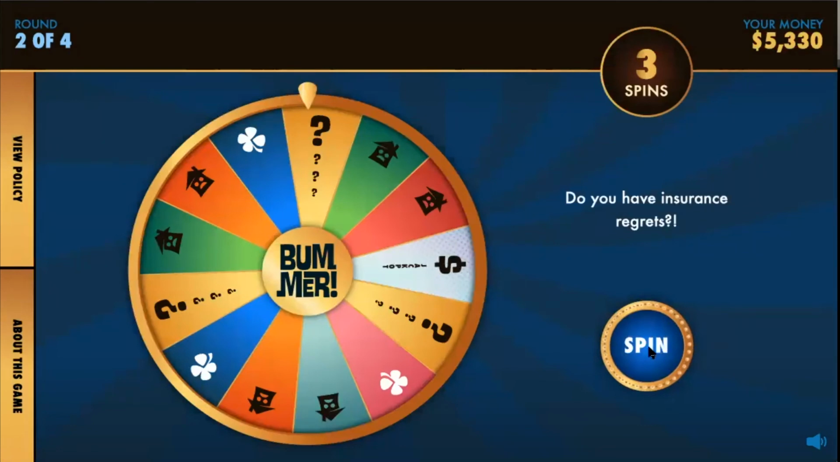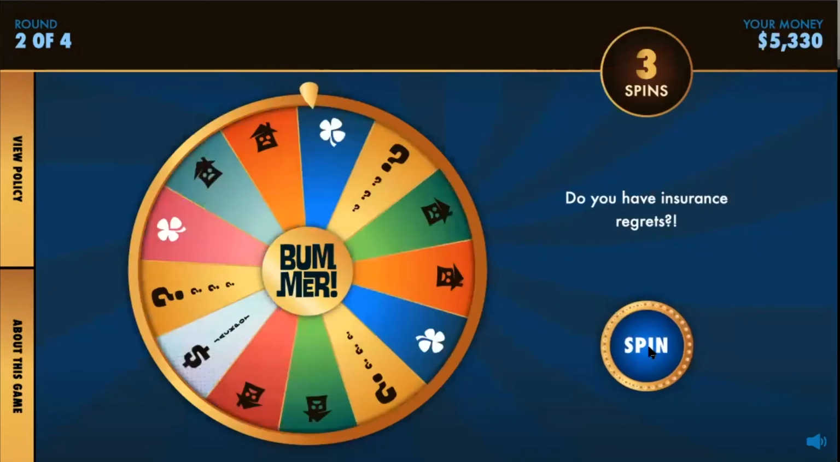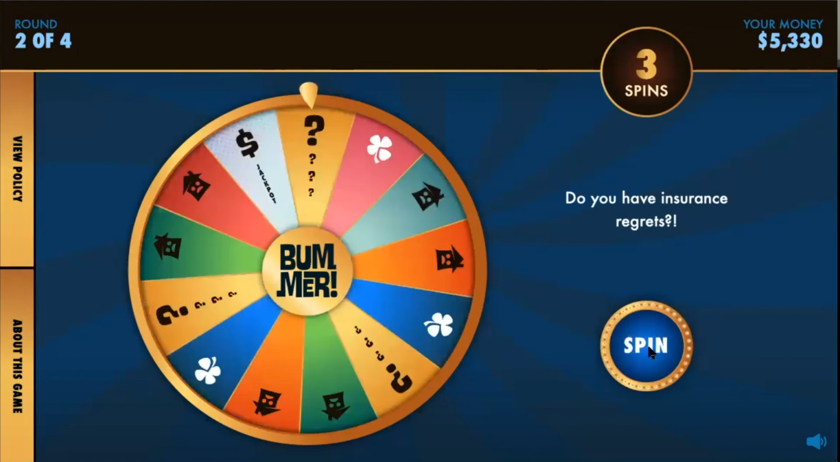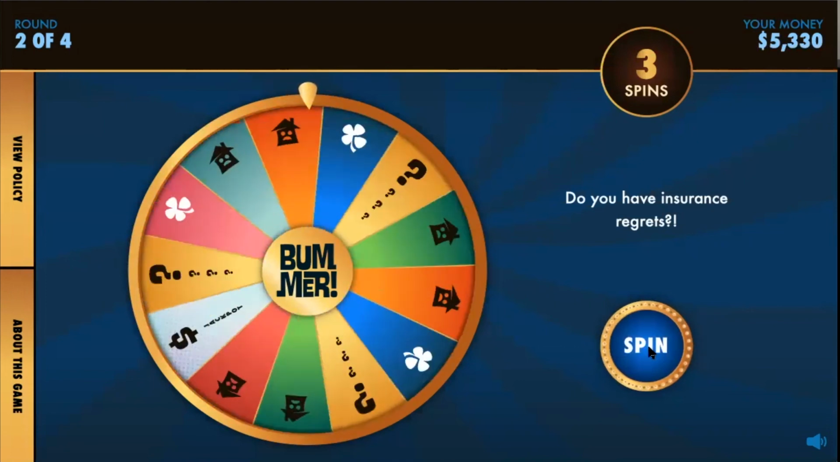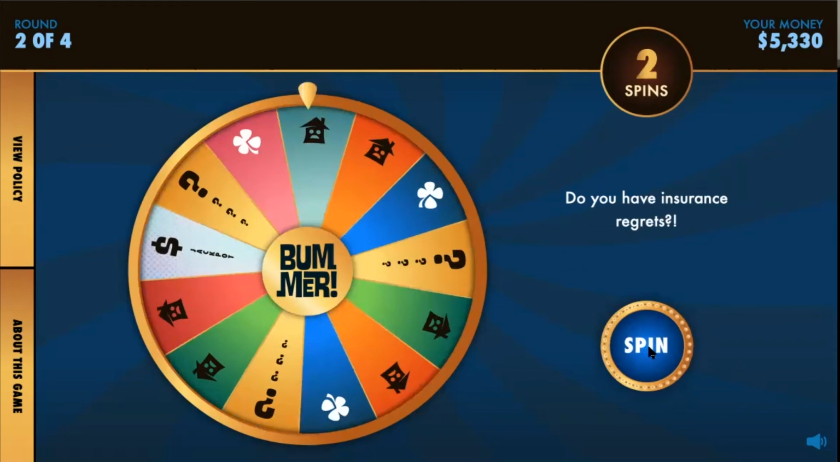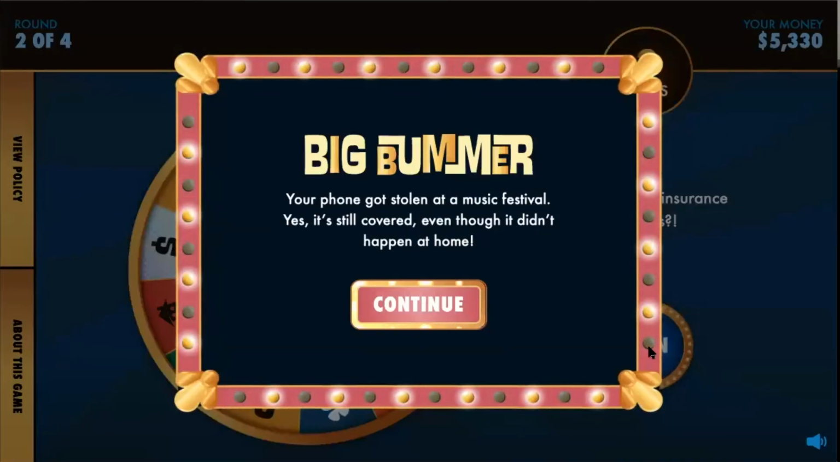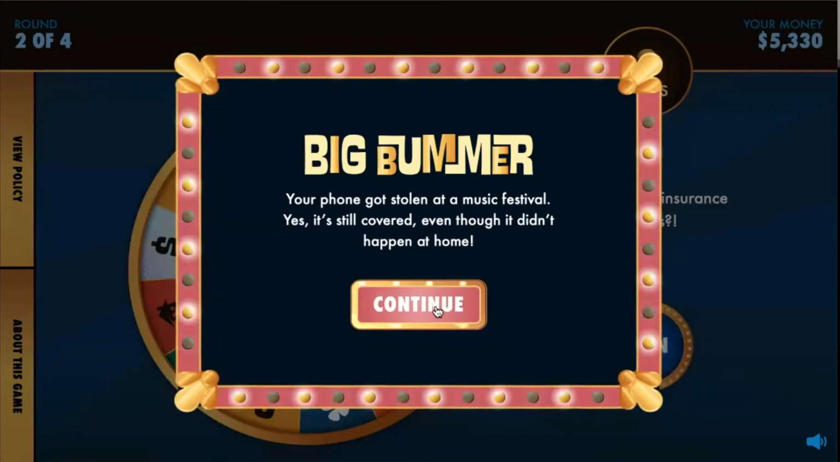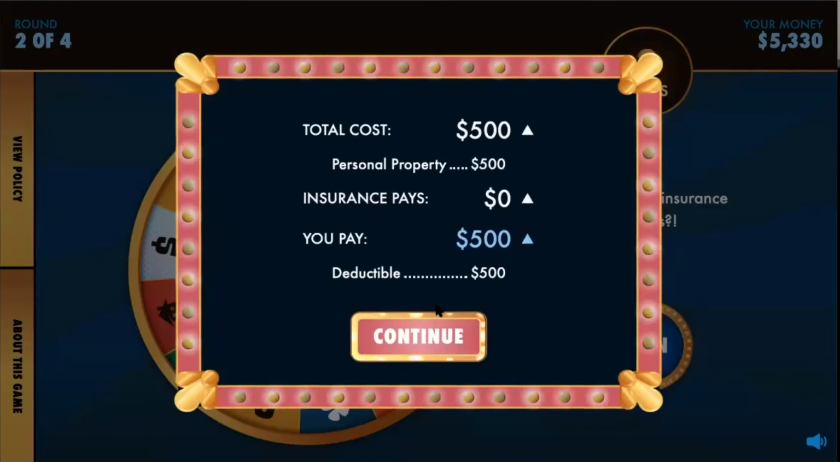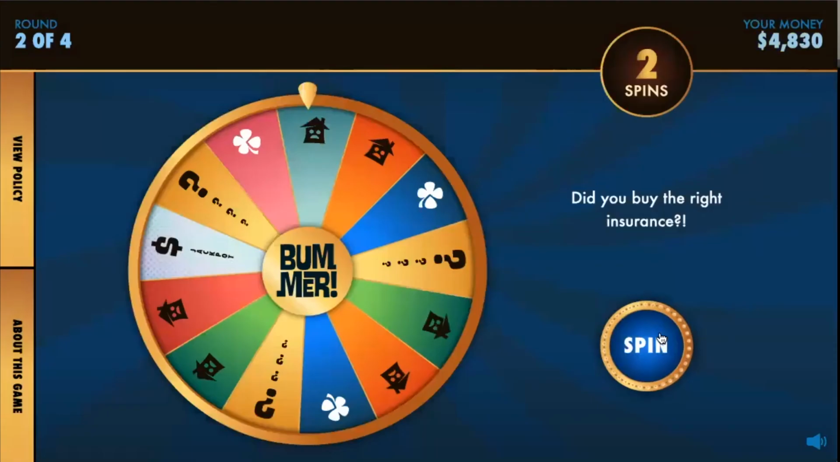Do you have insurance regrets? No, not yet. Oh, your phone got stolen at a music festival. Yes, it's still covered, even though it didn't happen at home. Okay. Total cost, $500. Oh, man. Okay. So insurance is paying nothing for that. All right. Did I buy the right insurance? I don't think so.